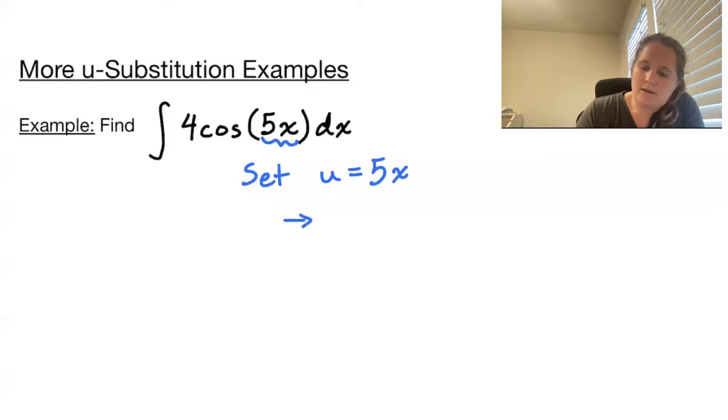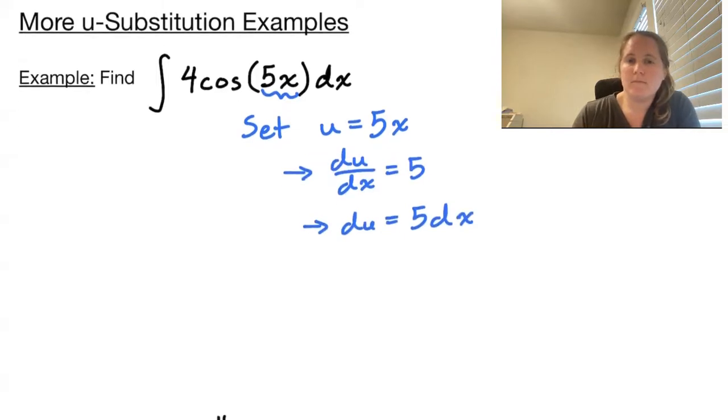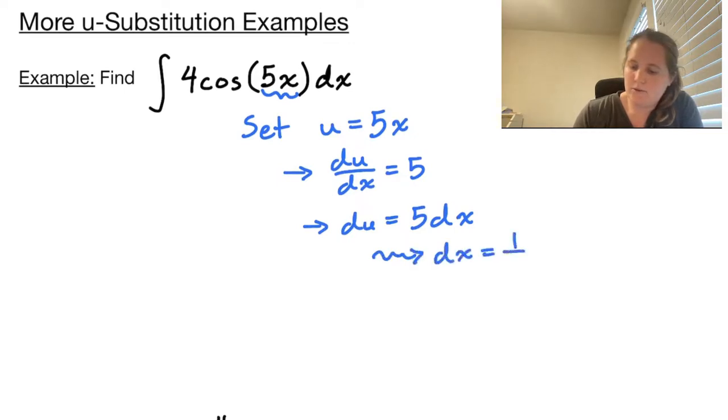Then du dx is simply equal to 5. And we get that du is 5 times dx. Solving for dx, we then get that dx is 1/5 du. This should look familiar to the previous problem we did in an earlier video.